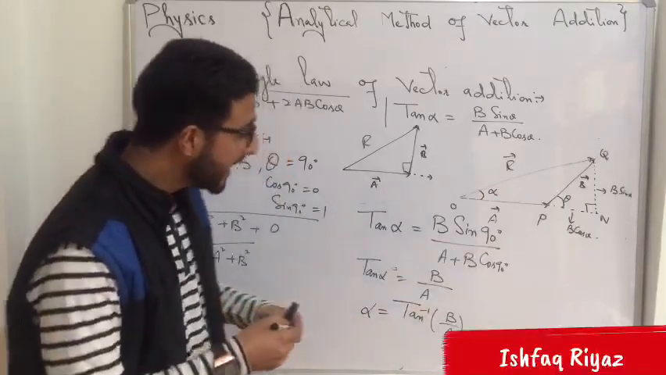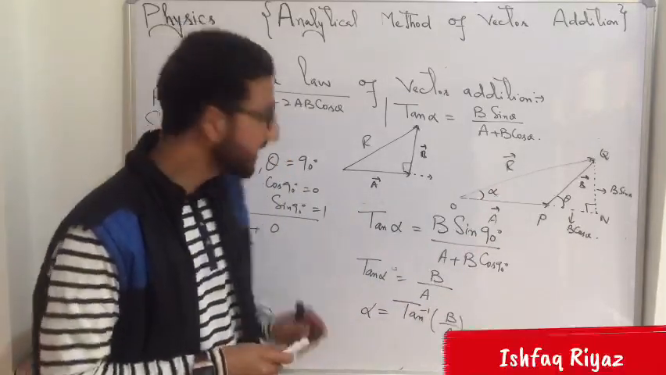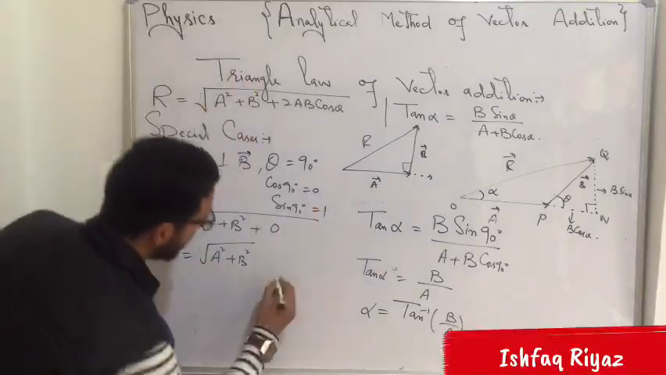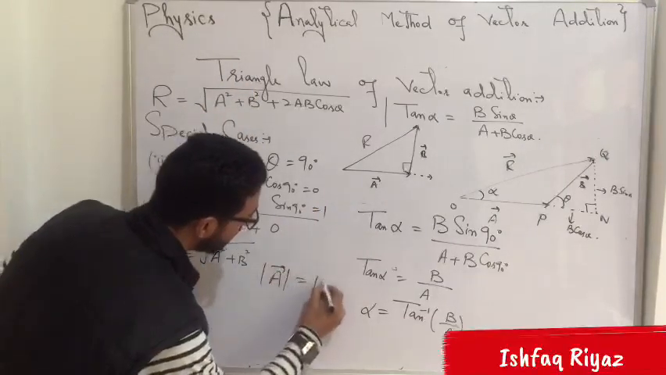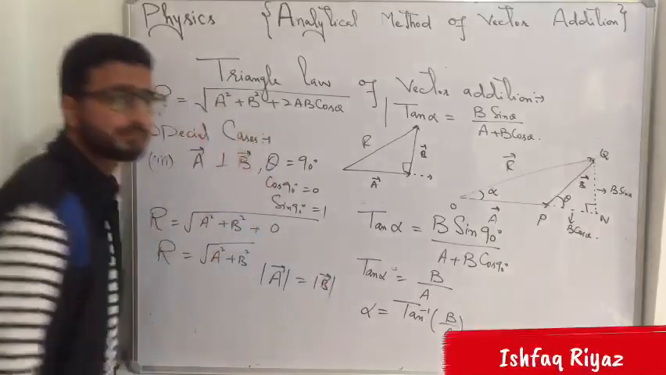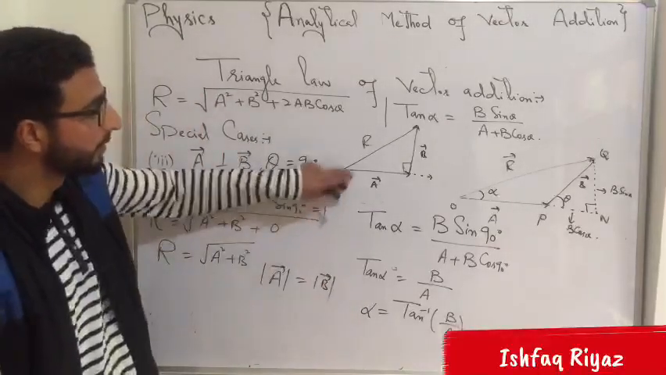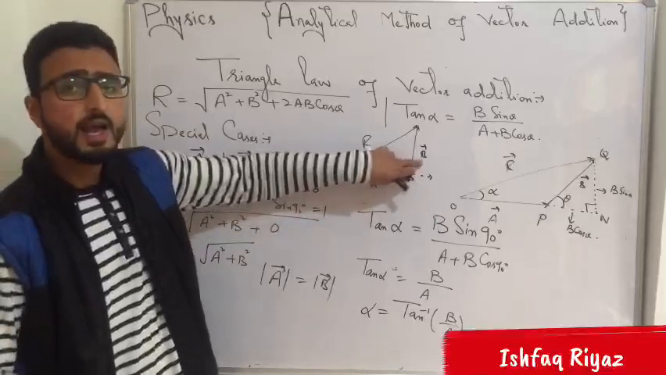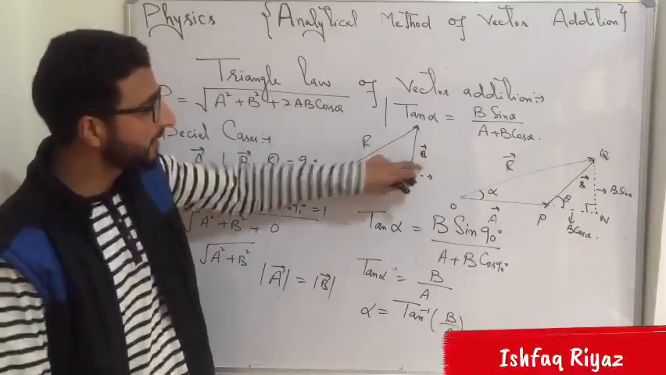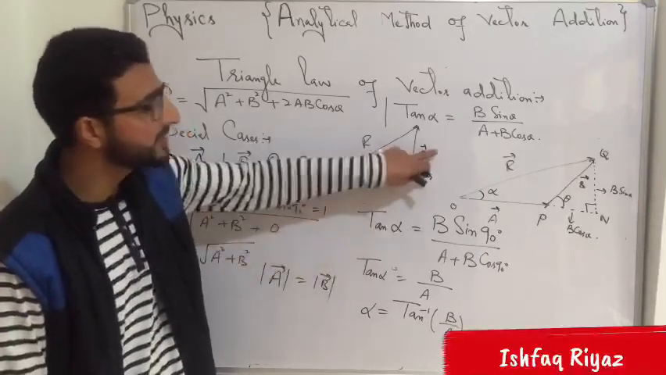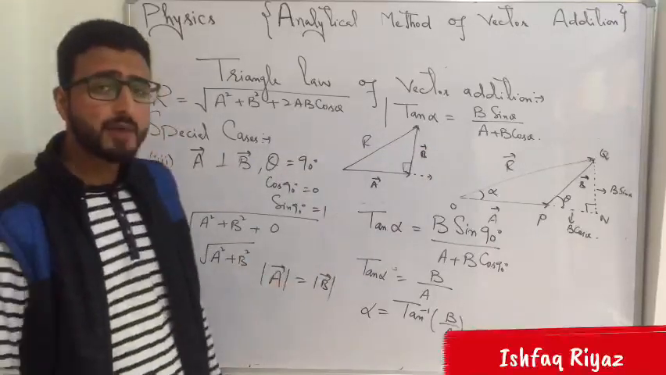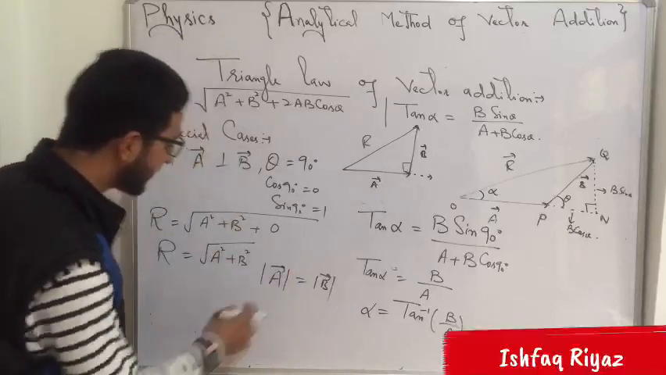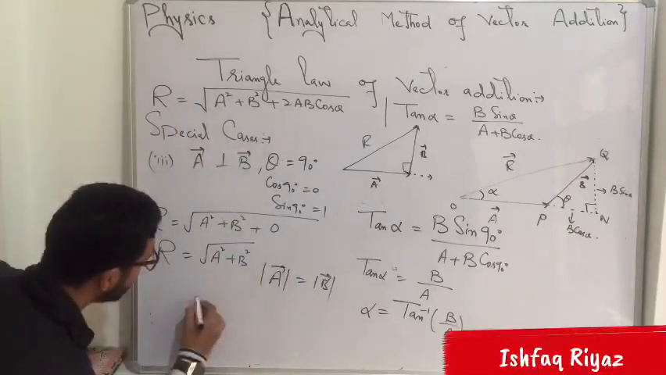Right? Now, I will call this a special sub case. If the magnitude of vector A is equal to the magnitude of vector B, I mean two vectors are inclined at an angle of 90 degree, but the magnitude of A is equal to the magnitude of B, what will be the magnitude of the resultant vector R in this very case? So here I will substitute.